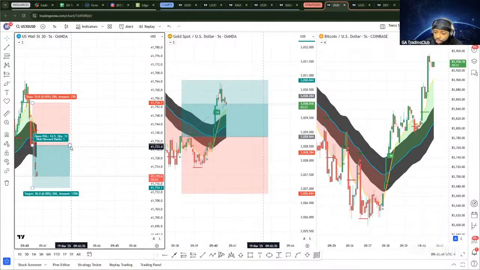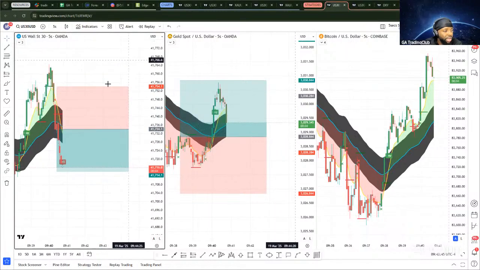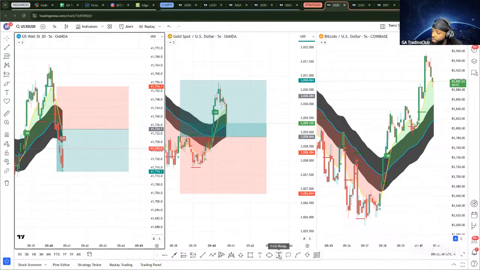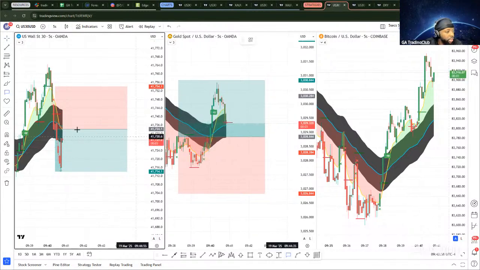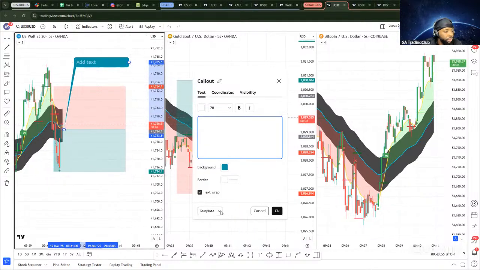Oh, which one hit TP? Yeah, US 30 just hit TP for this one. So these scalps are pretty quick. US 30 hit TP right there based off of this one.